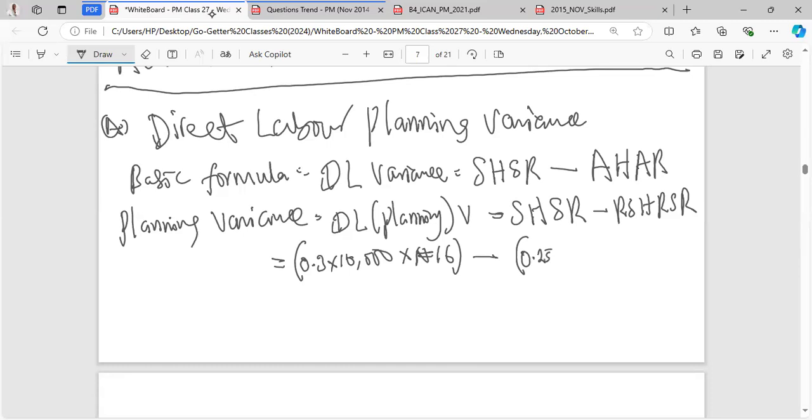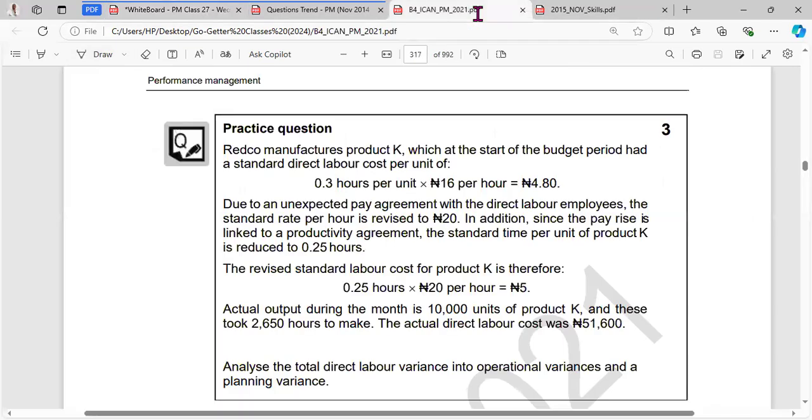0.25 multiplied by 10,000 multiplied by this is 20. Of course, somebody could use, instead of using all this 0.3 times 16, somebody would have just said 4.8 times 1,000 minus 5 naira times 1,000. It's the same thing that you're going to get.